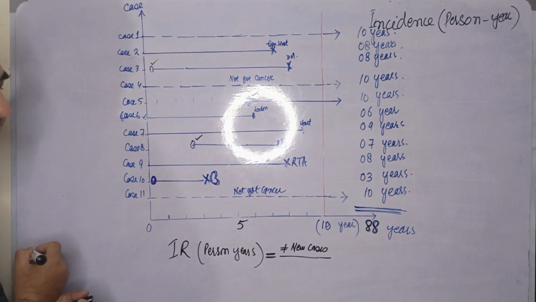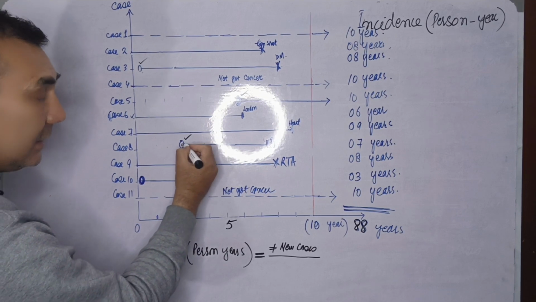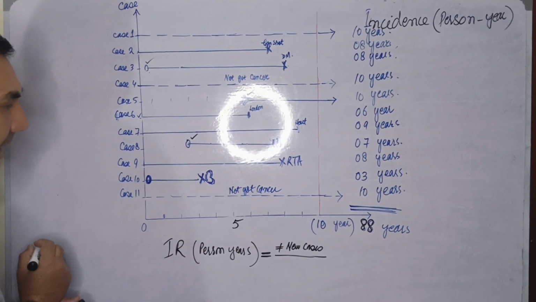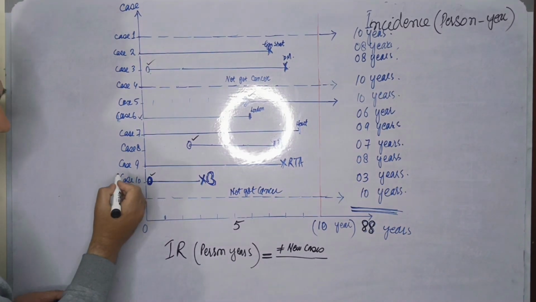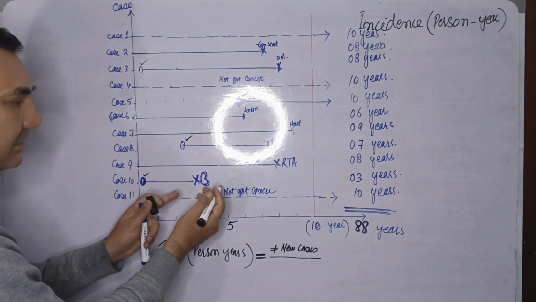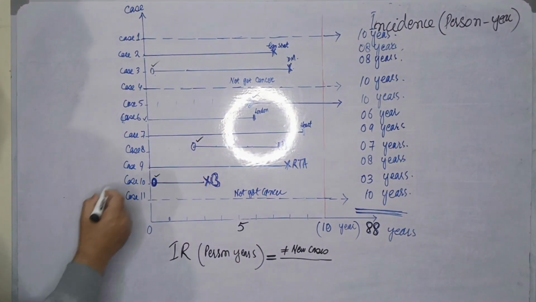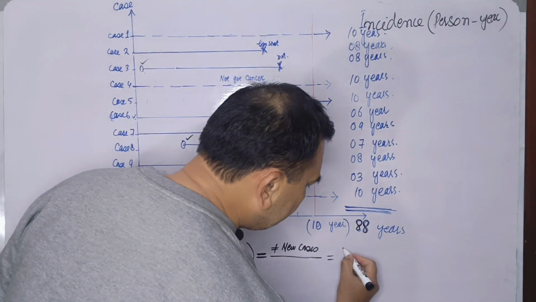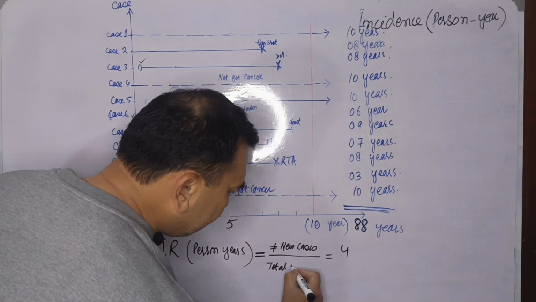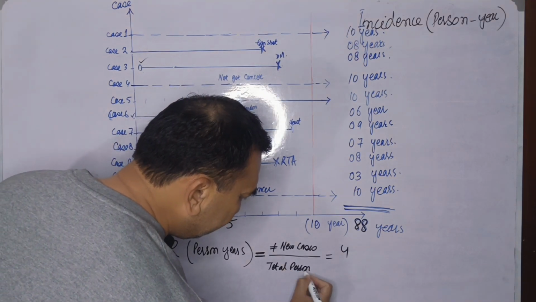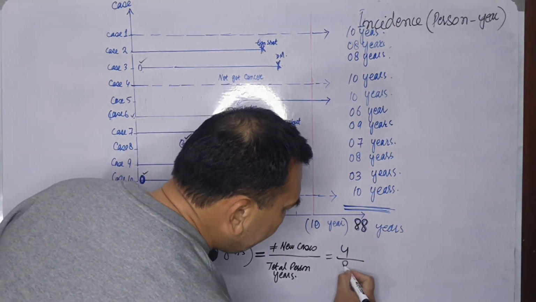which is the onset of the cancer, he has been diagnosed with the cancer in the 3rd year of the study, and case number 10, which is again diagnosed in the 1st year of study, but he died very soon due to the kidney disease in the 3rd year. So we have 4 cases, and the total person years we have calculated is 88.